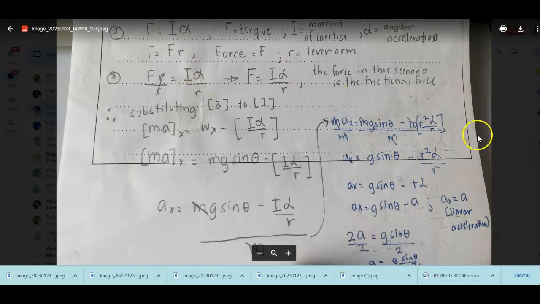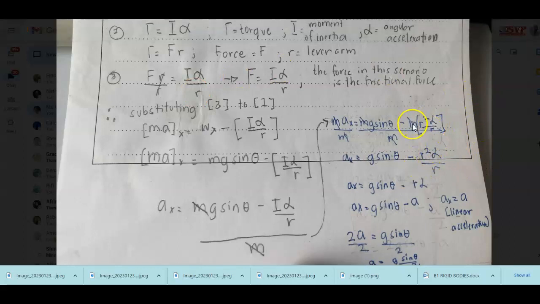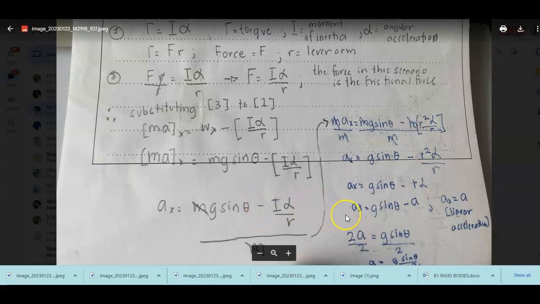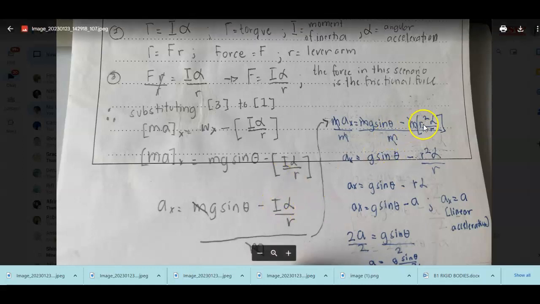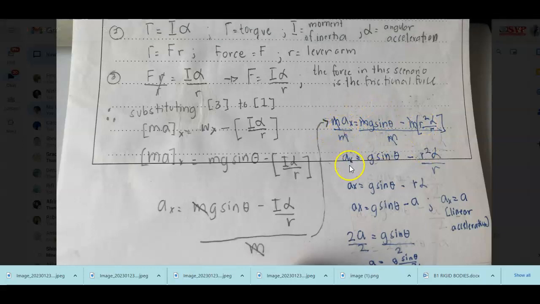Now, you might be asking, where did this r squared come from? Where does m come from? We know that I, from the given problem, the moment of inertia of the hoop is equal to mr squared. Therefore, we replace I with mr squared here. Dividing like terms, this leaves us a x is equal to g sine theta minus r squared alpha over r.